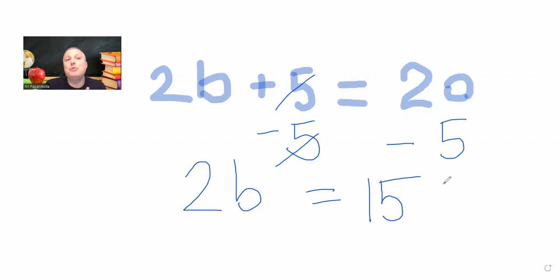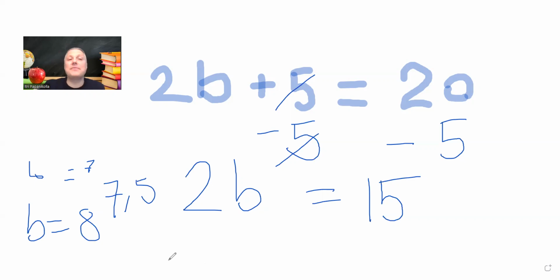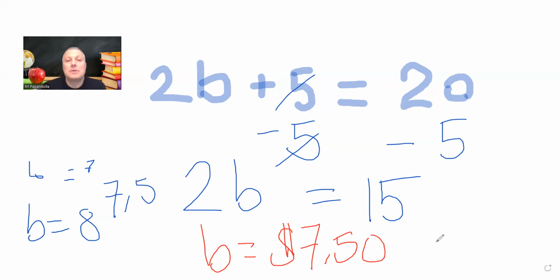So maybe now it's a little easier. 2 times what gives you 15? If b is equal to 7, 2 times 7 is 14. If we try b being equal to 8, 2 times 8 is 16. So 7 gives you 14, 8 gives you 16. So maybe, what if it's 7.5? 2 times 7.5 is 15. So we found the answer: the book is $7.50.